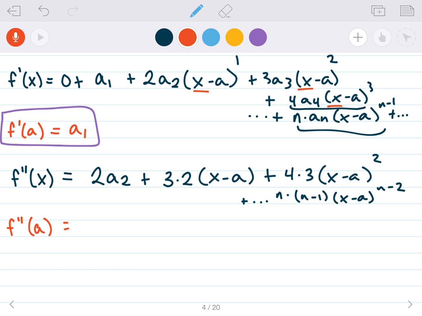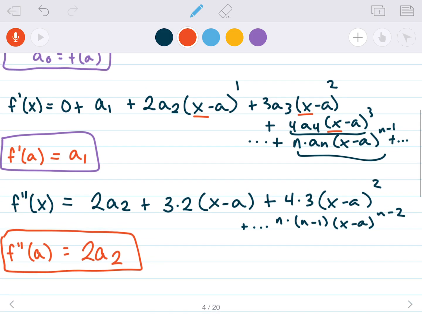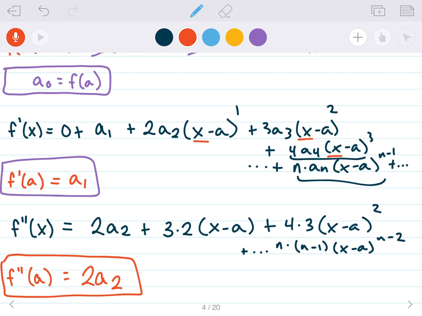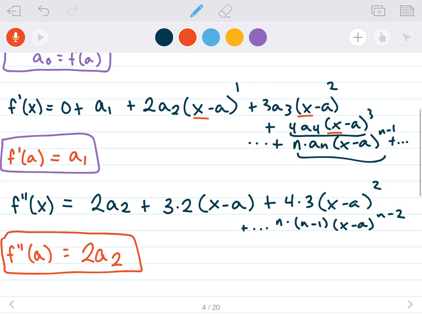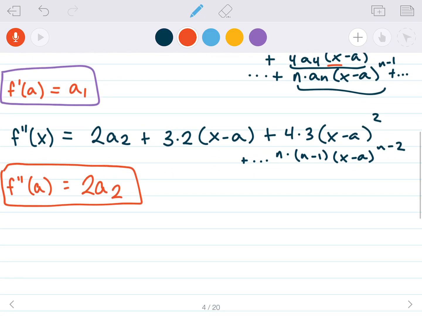what's going to happen is this is going to go away. This is going to go away. All of that's going to go away. The only thing that stays is 2a sub 2. So I'm going to have my coefficient a sub 2 is f double prime of a over 2. And we're going to get to that in a minute. But I just want to highlight this point here so that we can recognize a pattern. All right, let's take the third derivative.